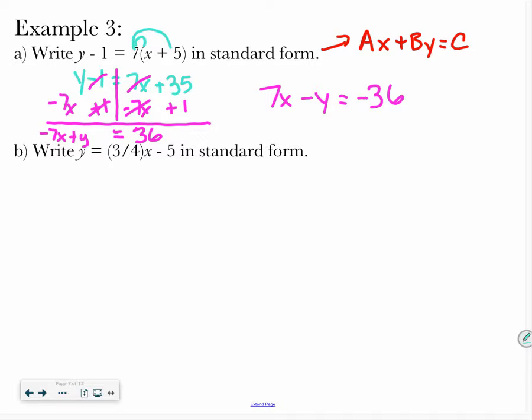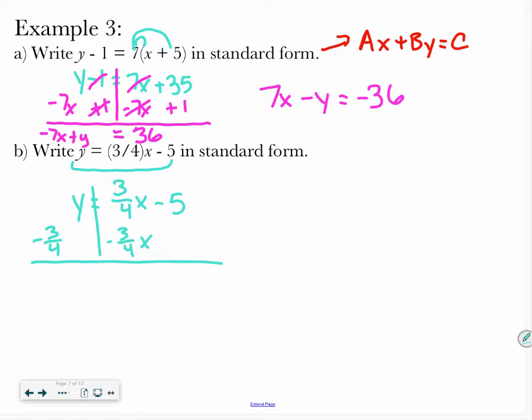We want to write y equals 3/4 x minus 5 in standard form. So this time we have our slope-intercept form, and we want to rewrite it in standard form. So we have y equals 3/4 x minus 5. We want that in standard form. In order to be in standard form, I have to move my x to the other side, or I can move my y and my 5, but I prefer to move as few things as possible. So I'm going to subtract 3/4 x from both sides. So now I have negative 3/4 x plus y equals negative 5.